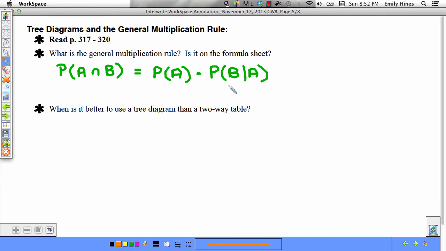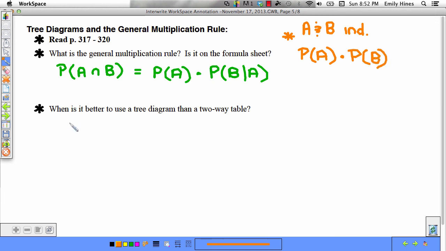And there is a simplified version of this, but the simplified version requires that A and B be independent. If A and B are independent, then we know that this is just equal to the probability of B, because A didn't affect B happening at all. So if you know that A and B are independent, then you can use this formula to say that it is just the probability of A times the probability of B.